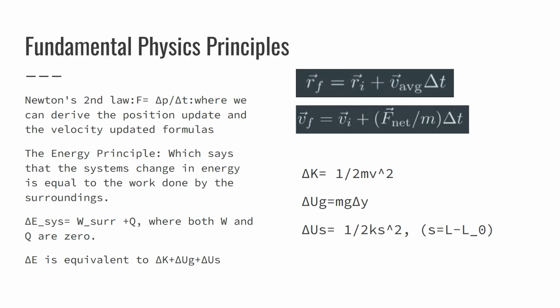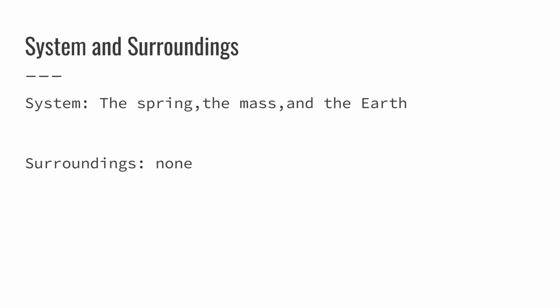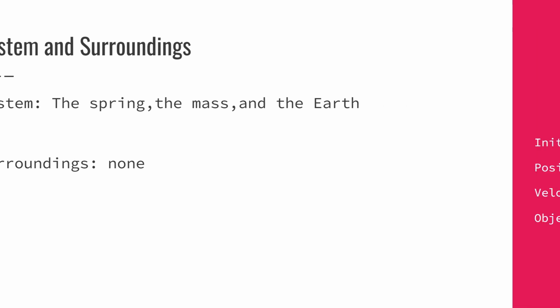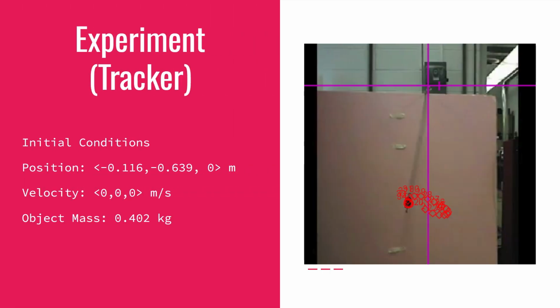Delta E is also equivalent to delta K plus delta UG plus delta US, where delta K equals 1/2 mv squared, delta UG equals mg delta Y, and delta US equals 1/2 ks squared, where s equals L minus L naught. Systems and surroundings. For this lab, our system is the spring, the mass, and the Earth, and the surroundings there is nothing.